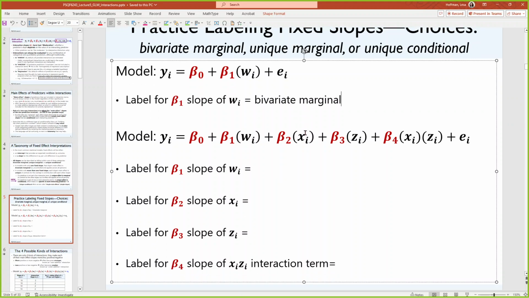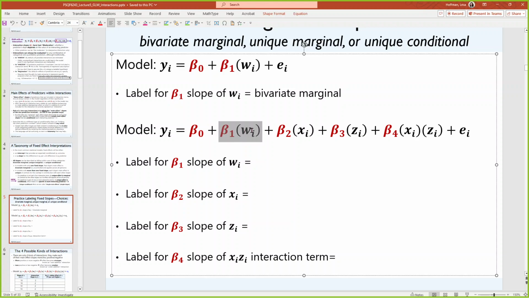Now let's go to the next model. Now the effect of W is the unique effect after controlling for X, Z, and their interaction. So now what's the label? Unique. Yep. Now, is it marginal or conditional? And the answer to that is, is it in an interaction term? Marginal. Yeah, W is not part of an interaction term. So therefore, beta 1 is the slope of W for everyone, and I would call this unique and marginal.